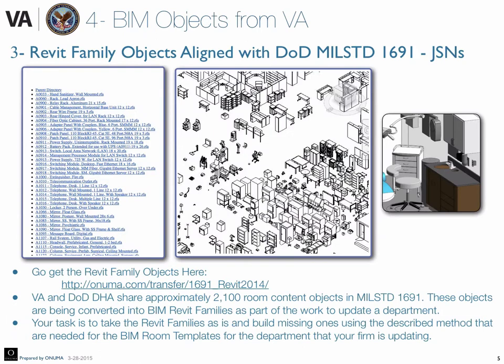The third thing that you will receive are the Revit family objects aligned with the DoD MIL Standard 1691. VA has cataloged all these. This is a shared library of objects between the Department of Defense Health Agency that were originally built by the Corps of Engineers and now have been added to. So there are approaching 1,000 of these objects now.